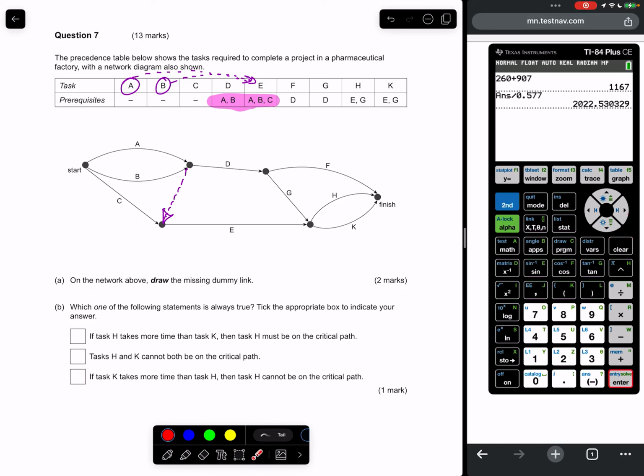If task K takes more time than task H, then task H cannot be on the critical path. Well, they start from the same place, so if task K is going to be longer than H, then it's going to be the critical path versus H, which won't be anymore. So that's the one.